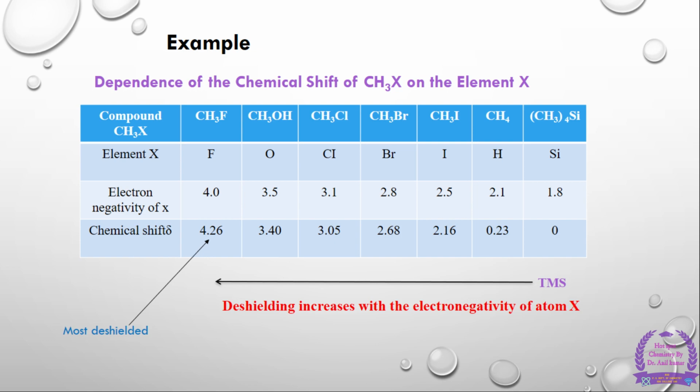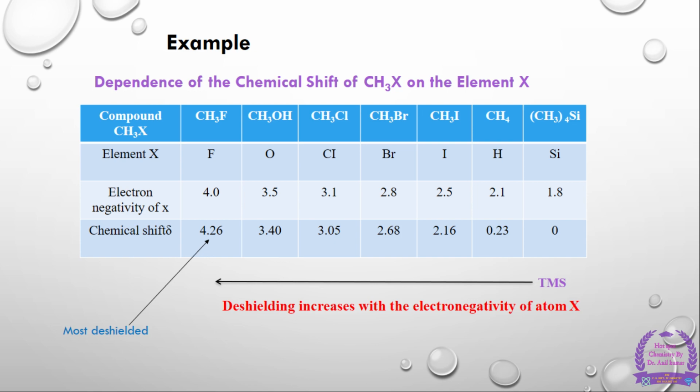Here the compounds are CH3F, CH3OH, CH3Cl, CH3Br, CH3I, CH4, and CH3Si, and the elements are fluorine, oxygen, chlorine, bromine, iodine, hydrogen, and silicon. The electronegativity of fluorine is 4.0, oxygen is 3.5, chlorine is 3.1, bromine is 2.8, iodine is 2.5, hydrogen is 2.1, and silicon is 1.8. The chemical shift value, in delta, for fluorine is 4.26, which is most deshielded, oxygen is 3.40, chlorine is 3.05, bromine is 2.68, iodine is 2.16, hydrogen is 0.23, and silicon is 0.